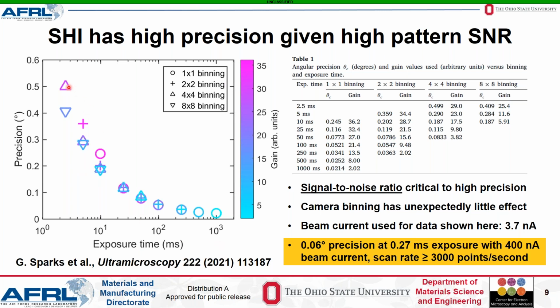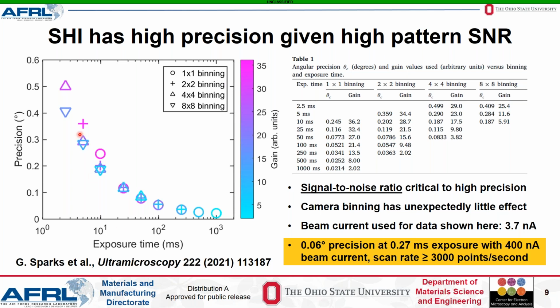And in fact, at the lower exposure times, decreasing the pattern resolution by increasing the camera binning can actually improve the final precision due to the improved signal-to-noise ratio. Although sadly, that only works with the older CCD cameras. You don't get quite the same effect with more modern CMOS cameras.